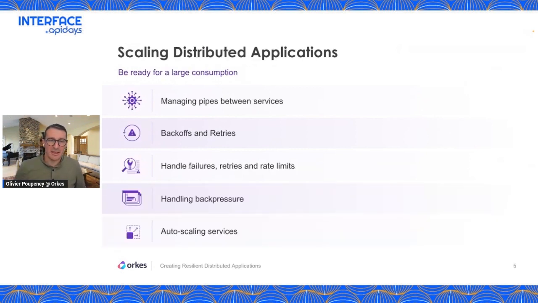And last but not least, it has to scale. So you have to be ready for a large consumption, managing pipes between services, backups and retries, handling failures, retries and rate limits, handling back pressure when your services cannot really manage all the consumption, and having services that can auto-scale.